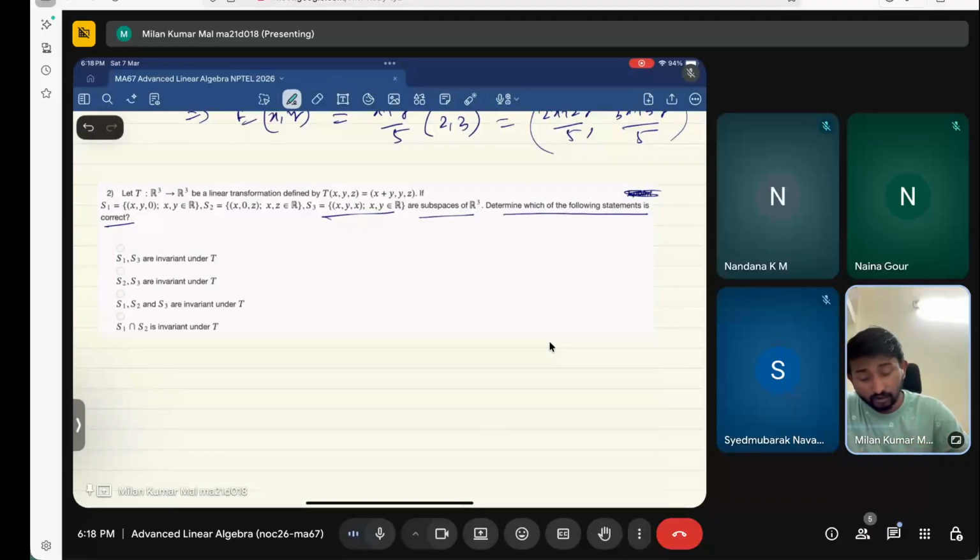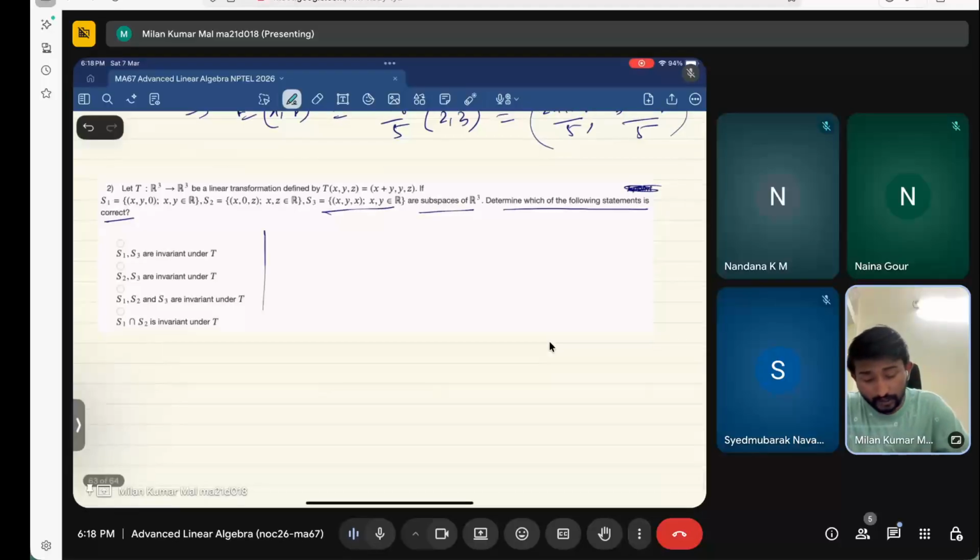But still I can try to do it in general. So the question here is asked about invariant subspaces. Here it is given that S1, S3 are invariant; S2, S3 are invariant under T; S1, S2, S3 are invariant under T; S1 intersection S2 is invariant under T. So clearly if S1 and S2 are invariant, then S1 intersection S2 will be invariant. There is no doubt about this. So let's check one by one whether S1 is invariant under T or not.